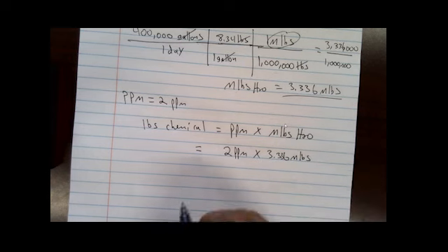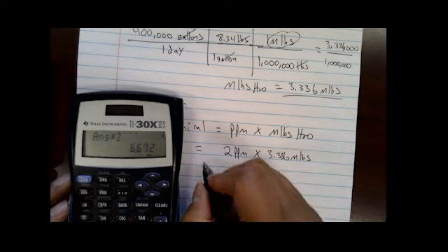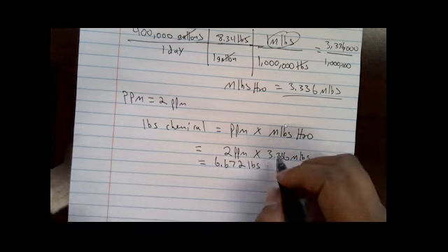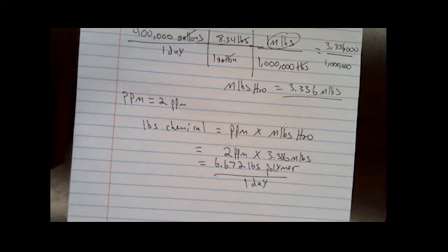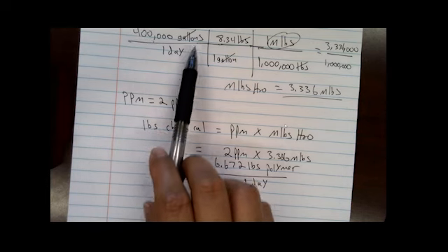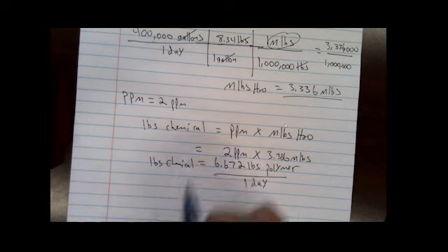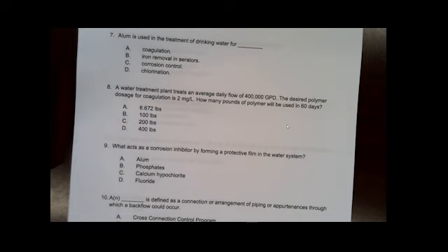million pounds to get our pounds of chemical, right? Per 1 day. We already have 3.336. We multiply that by 2, which gives us 6.672, and that is pounds of polymer per every 1 day of operation, right? Since we're using that flow rate that is treated in 1 day, right? We're using that dosage that's required, 2 part per million. So with this, we need to take it one step further because the question asks how many pounds of polymer will be used in 60 days of operation, right?